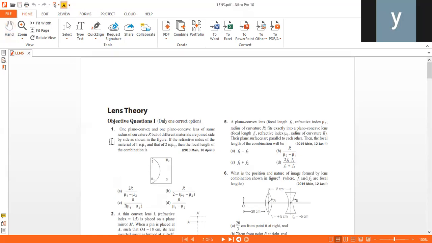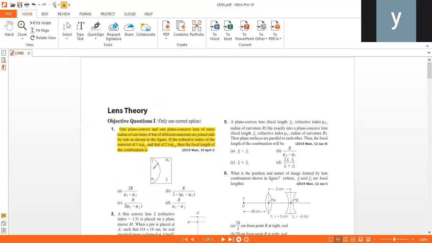Okay, see the first question. One plano-convex and one plano-concave lens of the same radius of curvature R, but with different materials, are joined side by side as shown. If the refractive index of material 1 is mu1 and of material 2 is mu2, then find the focal length of the combination.